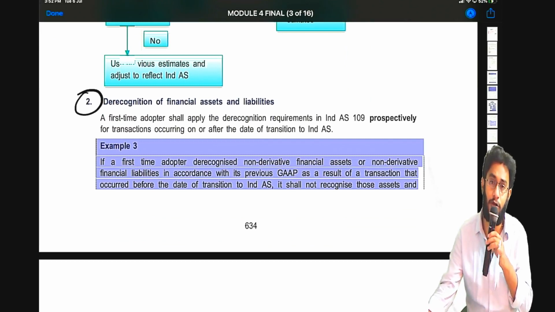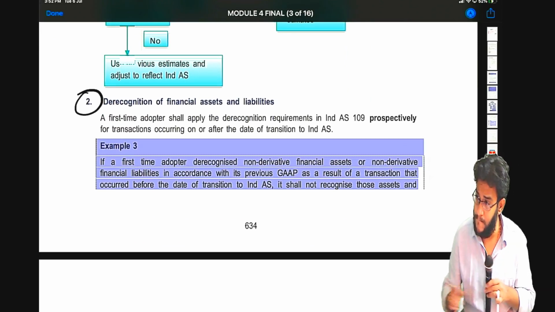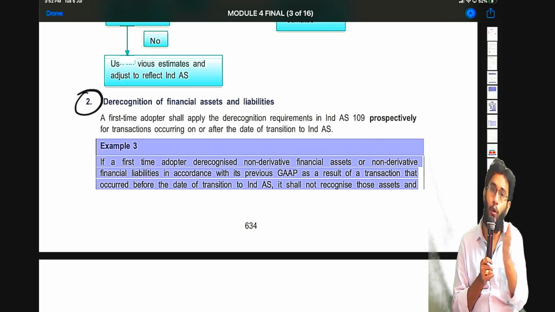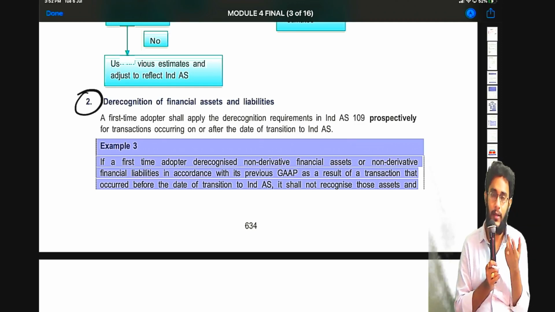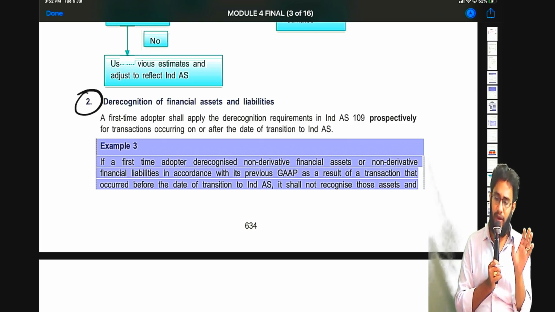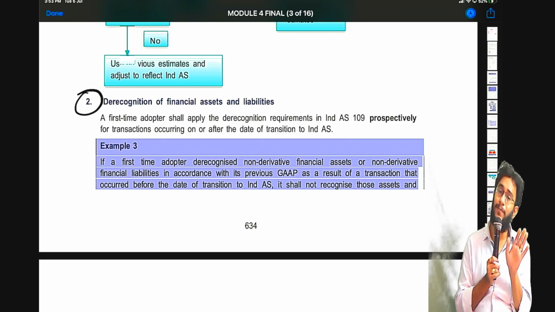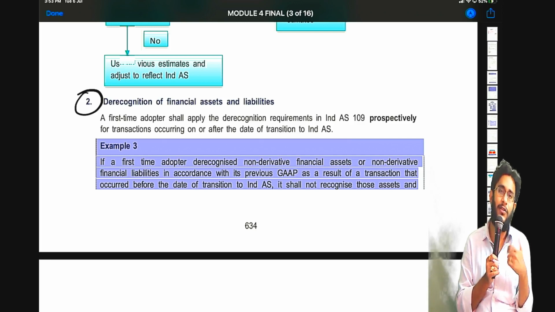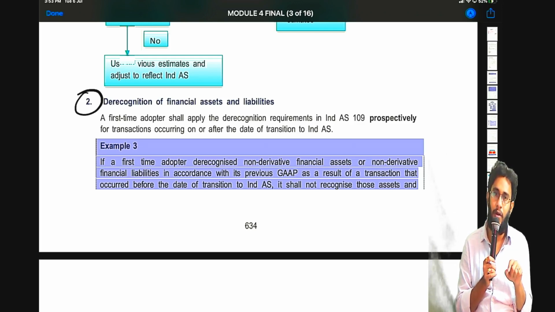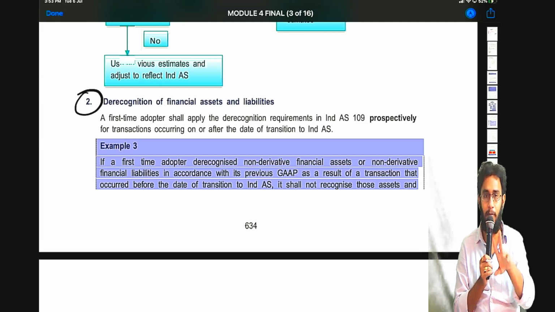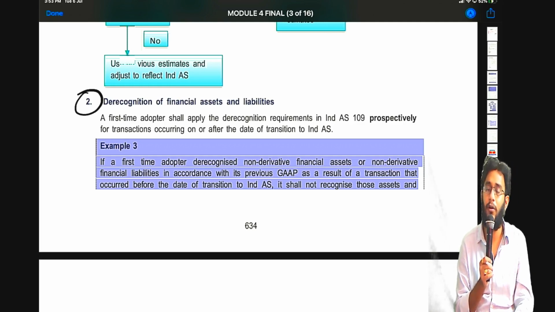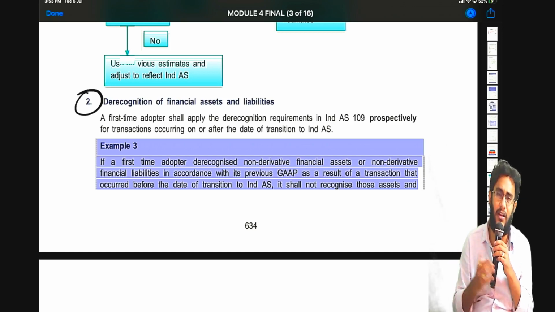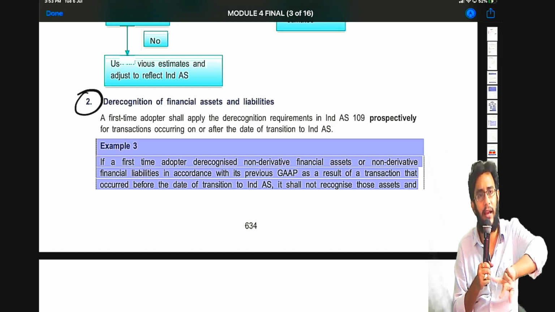Second one, derecognition of assets and liabilities. Now see, derecognition of financial assets and liabilities means, for example, in the old accounting standards, before Ind AS, you might have derecognized a financial asset or financial liability. But as per Ind AS, such derecognition should not have been made. Now the question is, if I ask you to apply Ind AS retrospectively, what do you have to do? Whatever you derecognized under AS which should not be derecognized under Ind AS, the ideal thinking says that whatever financial asset or financial liability we removed earlier, on the transition date we will recreate.